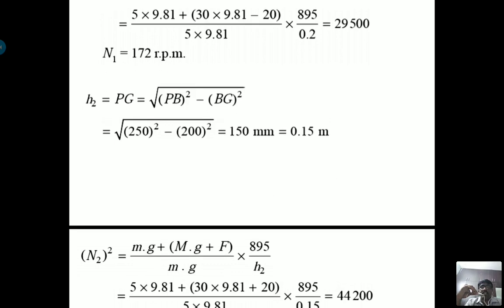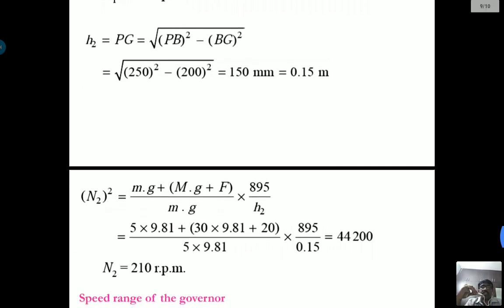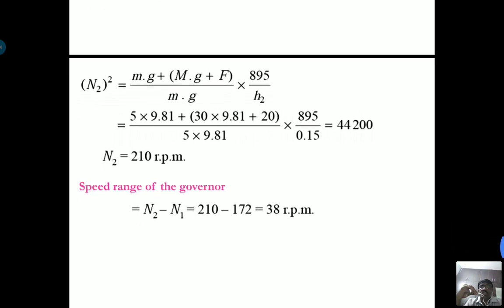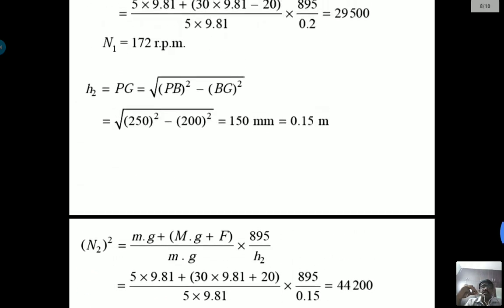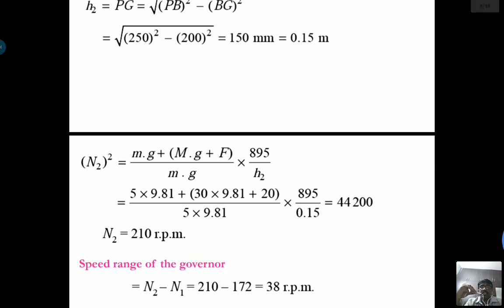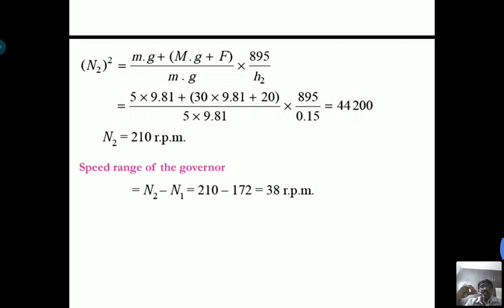In the same way we can calculate h2 for maximum speed using the same relation, and we will get the h2 value as 0.15 meter. So by substituting that in the equation, n2 square is equal to (mg plus capital Mg plus f) divided by mg into 895 divided by h2. See here, in the first formula for the lower speed, we substituted the friction value as negative, but here it should be positive.